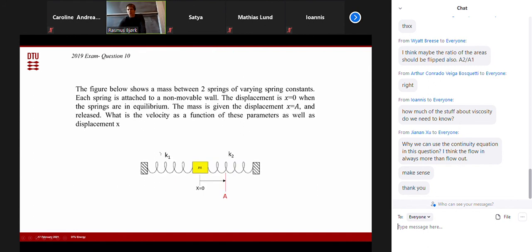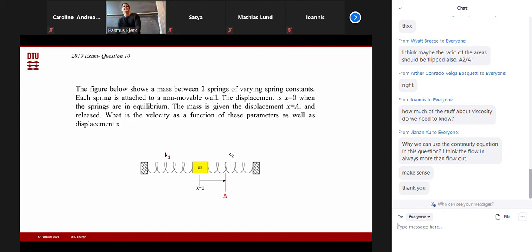With that being said, I'll go really quickly through this example. We have this figure here where we have some type of mass, and we have two springs on each side. And what we want to do is just determine our velocity in terms of X.